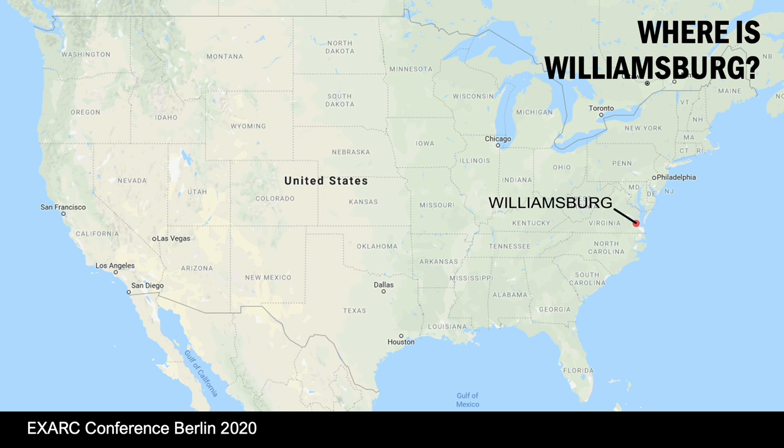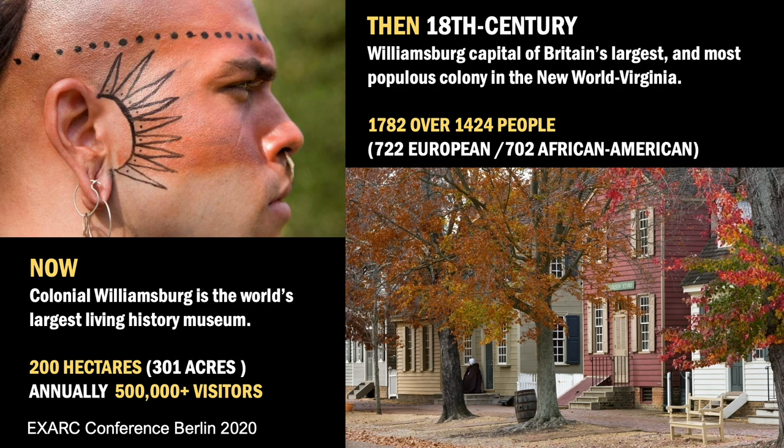We are located on the east coast of America, about 3 hours drive south of Washington, D.C. In the 18th century, Williamsburg was the capital of Britain's largest and most populous colony in the New World, namely Virginia, with a population size of 1,424 people. Today, we are the world's largest living history museum, and annually we have over 500,000 visitors.